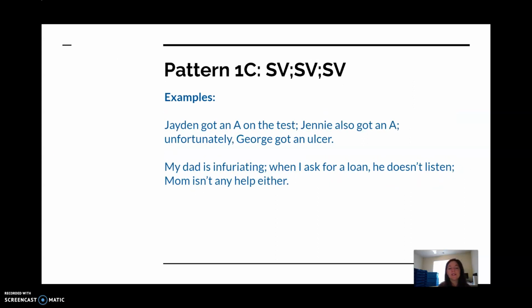All right, pattern 1C: subject verb, semicolon, subject verb, semicolon, subject verb. Let's look at an example. Jaden got an A on the test. Jenny also got an A. Unfortunately, George got an ulcer. Poor George. So let's look at the other example before we talk about it.